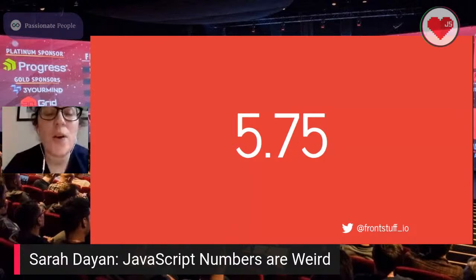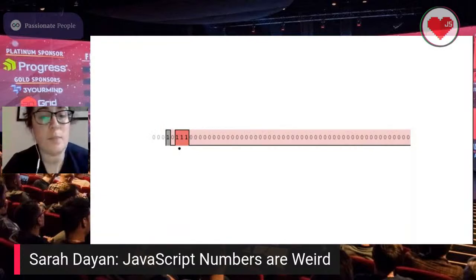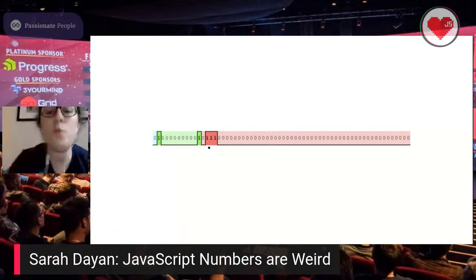So 5.75 in the grid will look like this. There we go, 101 for the 5, and 11 for 0.75, and the point that indicates where the split happens. So that's perfectly logical so far. And here's what it looks like in the entire grid. If you show everything, we have the full representation.